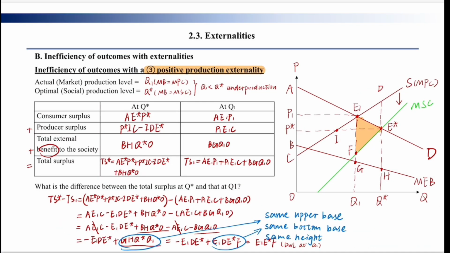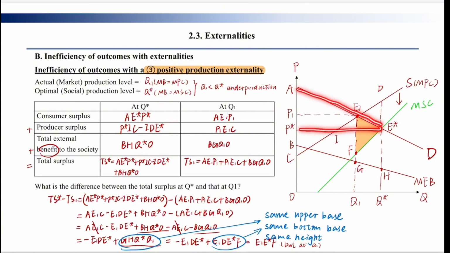And the total external benefit to the society is this trapezoid. So after knowing the consumer surplus, the producer surplus, and total external benefit to the society, we can add them together. Some students may ask why it's not minus this one. Because it's the benefit to the society, it's a good impact. So our total surplus should add this one instead of minus this one. Okay, so the total surplus is this one plus this one plus this one.